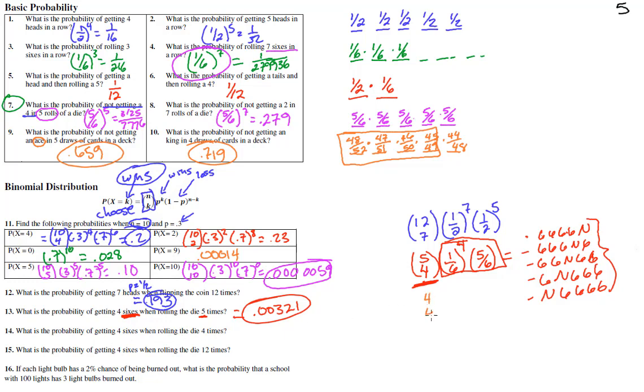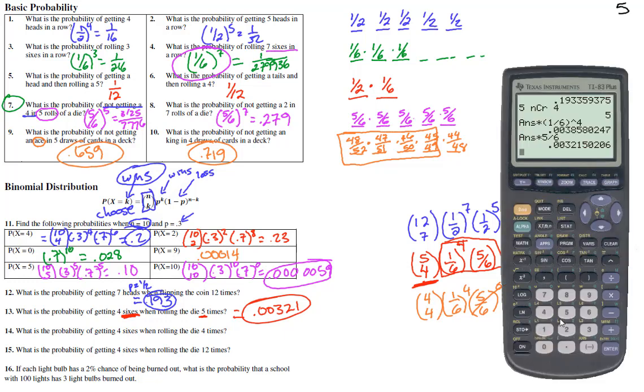That's 4 choose 4. Well, that only happens one way, 6 6 6 6. 1/6 to the 4th and 5/6 to the 0. And the reason we have the 0 out here is we're saying we get no losses. We only have 4 options, and all 4 of them are 6s, and they all have to be wins. So let's plug that into the calculator.